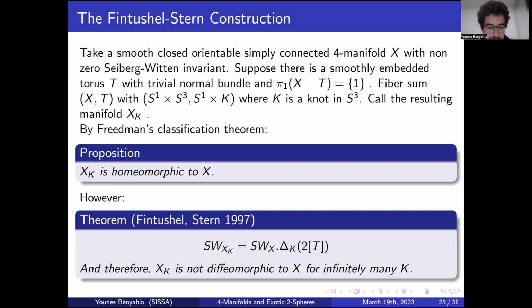So this was how Fintushel and Stern constructed their exotic four-manifolds. You see that they are homeomorphic by Freedman's theorem, and then you see that they are not diffeomorphic by Seiberg-Witten theory, and you get exotic four-manifolds. For example, you might ask which manifold will satisfy the conditions on X. The K3 surface will satisfy them. So the K3 surface has infinitely many smooth structures.